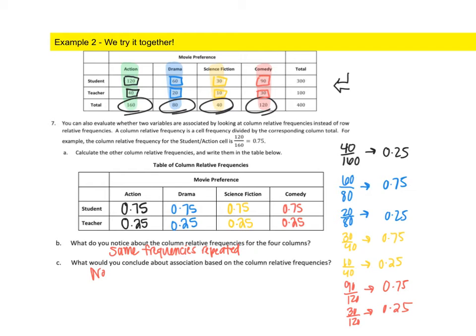the preference and the status of someone being surveyed. So there's no association. Okay. Our percentages never change up, or our frequencies never change up. Okay, let's go ahead and move on to the next slide.